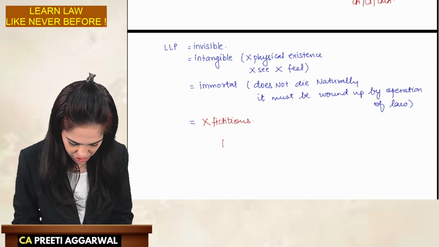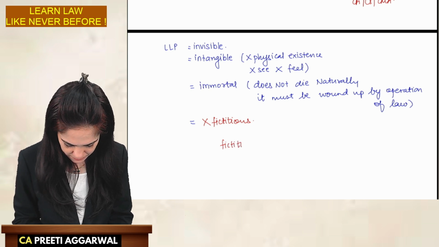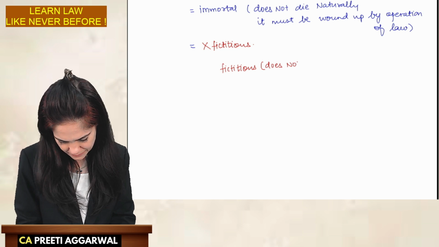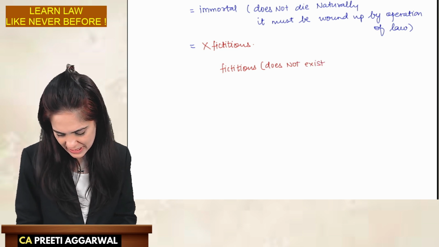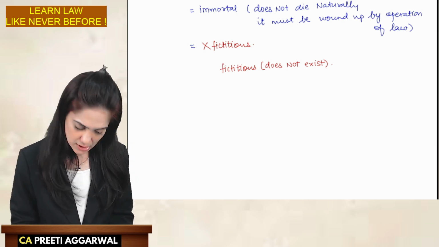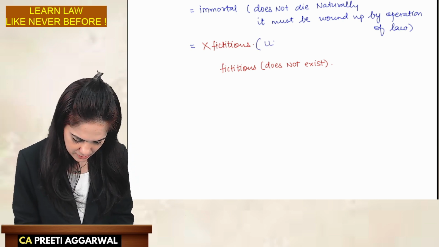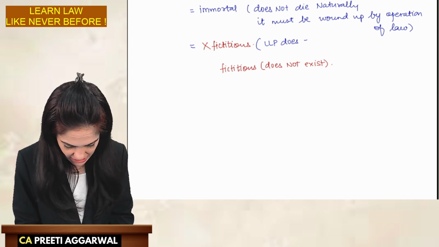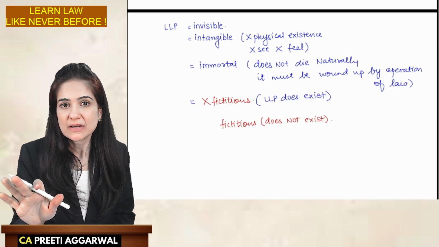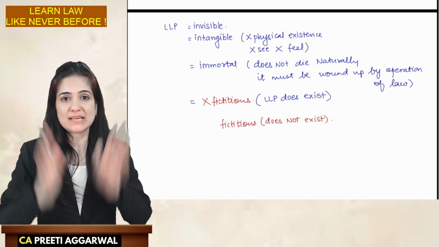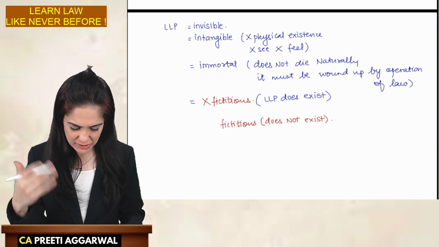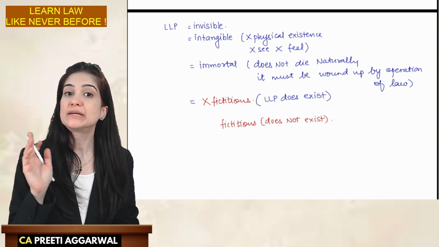What is the meaning of fictitious? Fictitious means it does not exist. No, no, no, no. We can't say that. It is not fictitious. It is not imaginary. LLP does exist. You can't see it, you can't feel it, but it does exist. Okay, so it's not fictitious. What is the meaning of fictitious? Fictitious means it does not exist. No, no, no. LLP does exist.